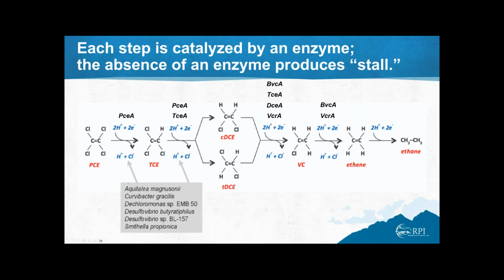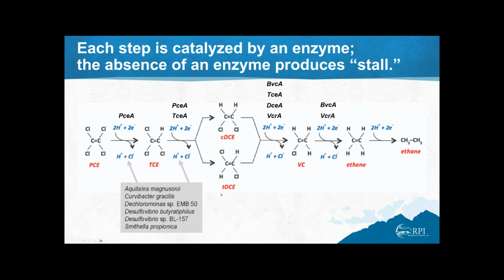So a couple things to note from this picture. I've marked PCA, which you can see between PCE and TCE. This represents the gene that produces the enzyme necessary to carry out the reaction that takes you from PCE to TCE. PCA, I should say, also can take you from TCE to DCE, but it cannot take you from DCE to vinyl chloride. And that's why I've put the notations of the gene and the enzyme product above each of these reactions.